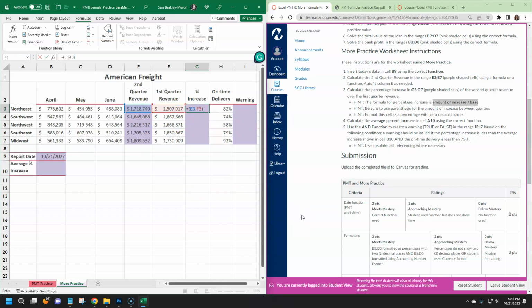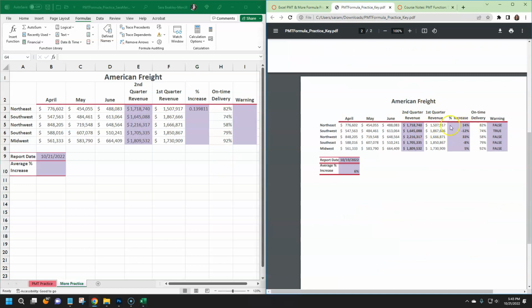And then I want to divide it by the base. The base would be the first quarter. So I'm going to divide it by F3. Okay. Press enter, and I get 0.139811. So if we look at our answer key, you can see that's actually 14%.